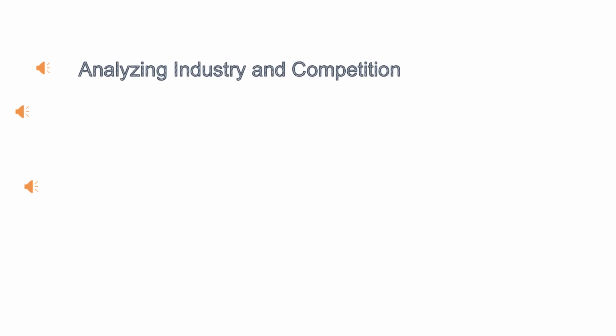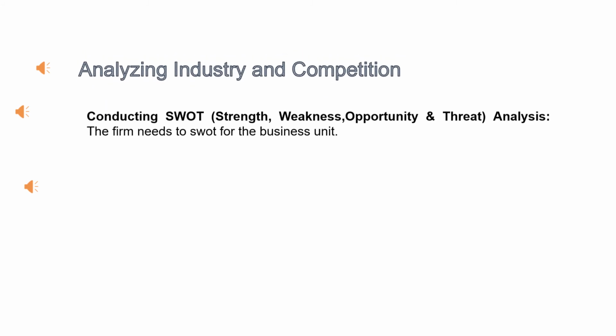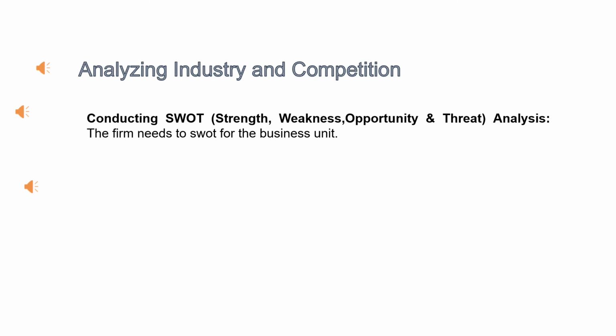Analyzing industry and competition. Conducting SWOT, strength, weakness, opportunity, and threat analysis. The firm needs to conduct a SWOT for the business unit, where strengths and weakness analysis is analysis of the internal strength of the firm. Opportunity and threat analysis is the analysis of the external environment to identify the potential risk and return opportunities in the business.